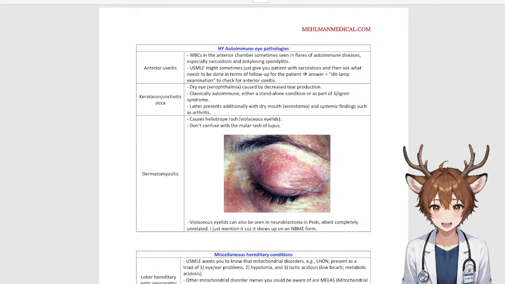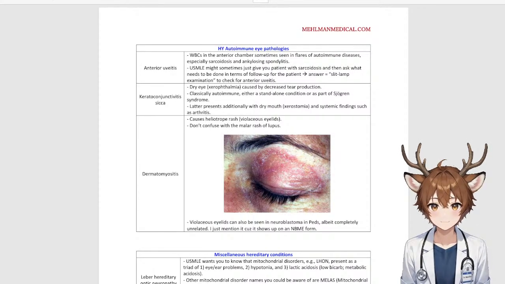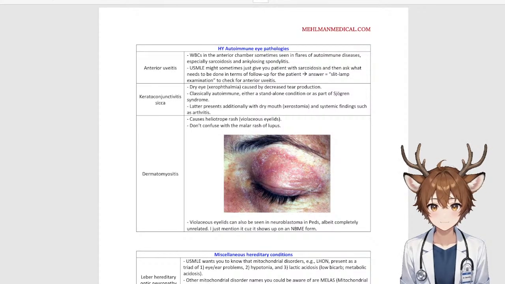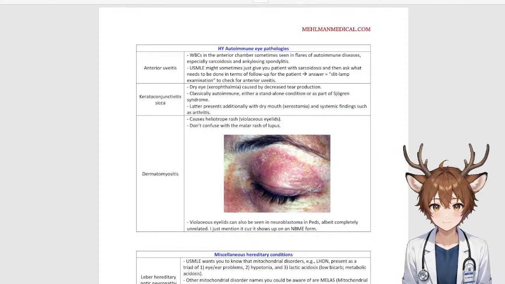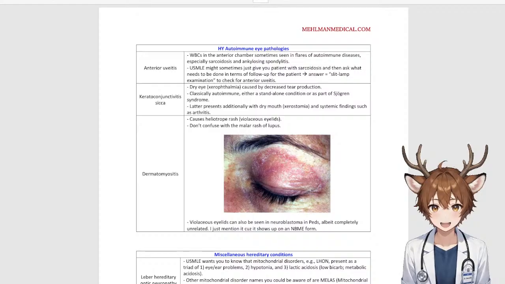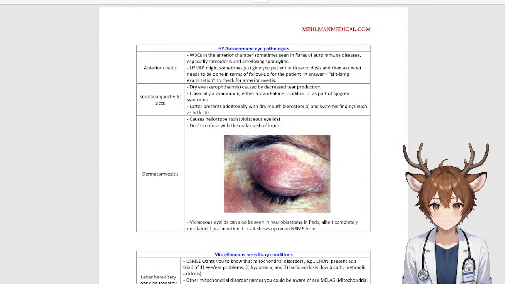What about dermatomyositis? Causes heliotrope rash, violaceous eyelids. Do not confuse with malar rash of lupus. Okay. Violaceous eyelids can also be seen in neuroblastoma in peds, albeit completely unrelated. I just mentioned it because it shows up on the NBME form.